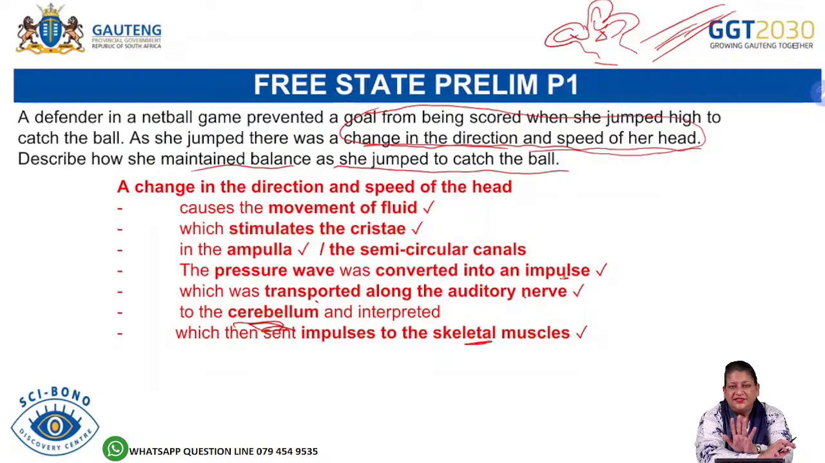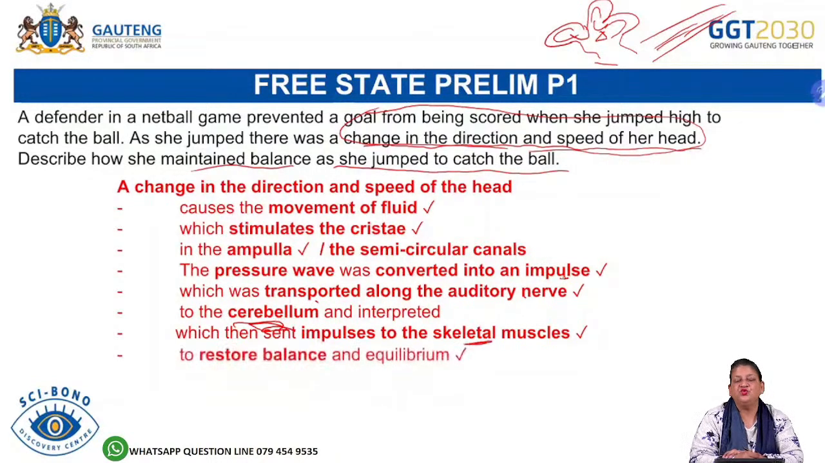So balance is simple. What are the key words? Change in speed and direction of the head causes the movement of the fluid in the semicircular canal, stimulates the cristae, which sends a nerve impulse to the cerebellum, which sends a nerve impulse to the skeletal muscles. And then balance is going to be restored. Okay.